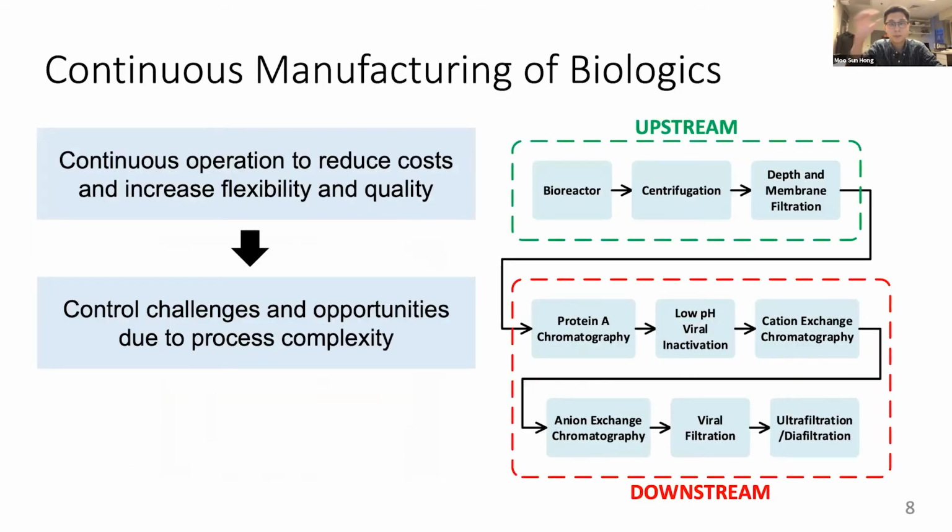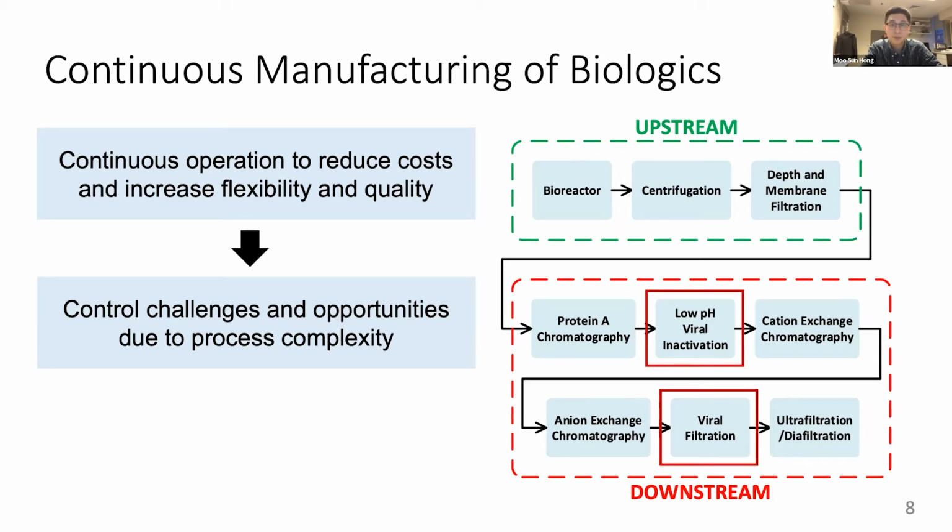So as I have already mentioned at the beginning, continuous manufacturing has been of interest to both academia and industry. This is because of the many advantages that it provides, such as reduced cost, increased flexibility, easy standardization and scale up, and also improvement in product quality. However, the complexity of these processes also brings control challenges and opportunities.